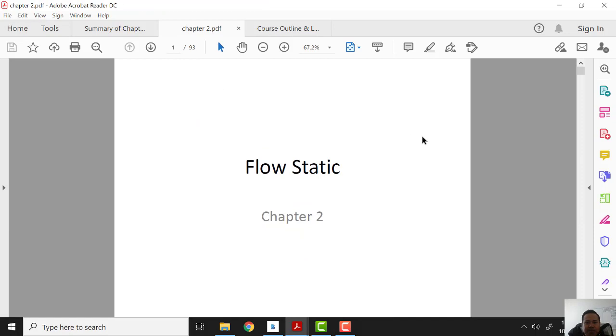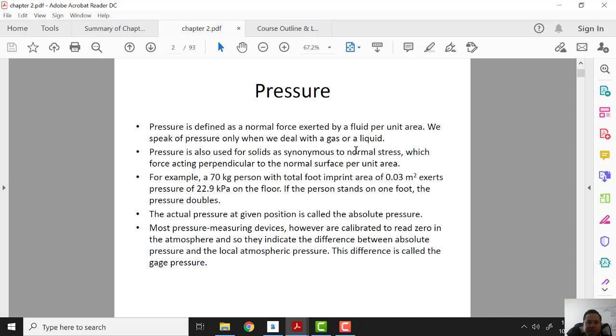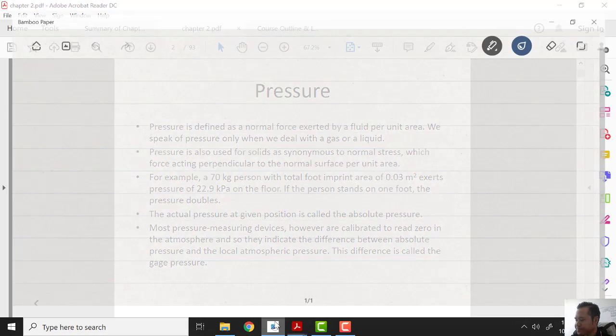Alright. So what is chapter 2? Chapter 2 is about fluid statics. First of all, you need to understand what pressure is. Pressure is defined as a normal force exerted by a fluid per unit area. We speak of pressure only when we deal with a gas or a liquid.